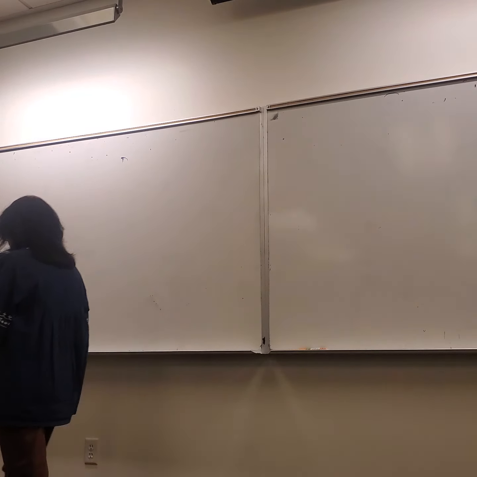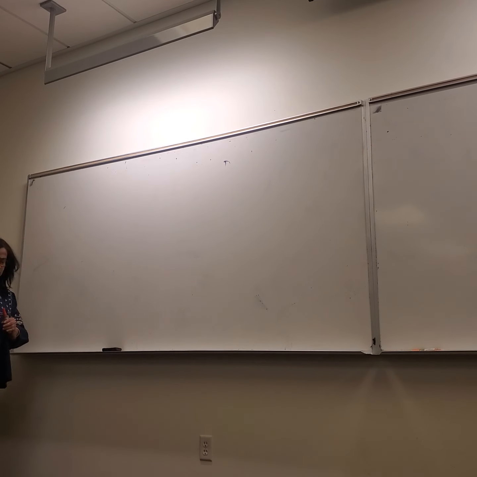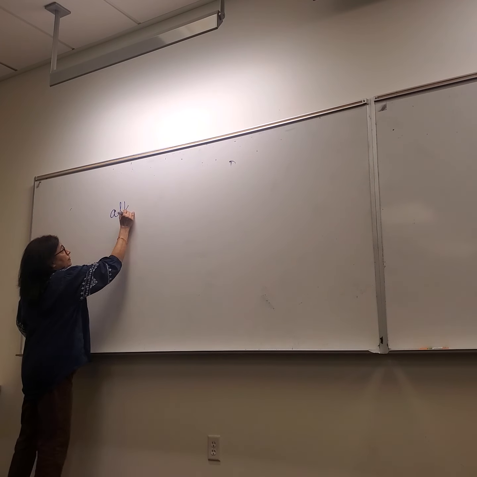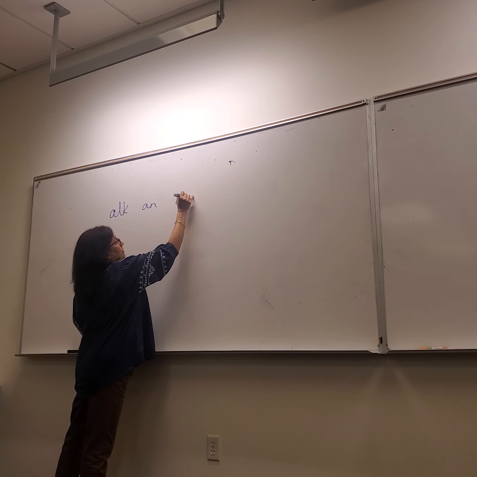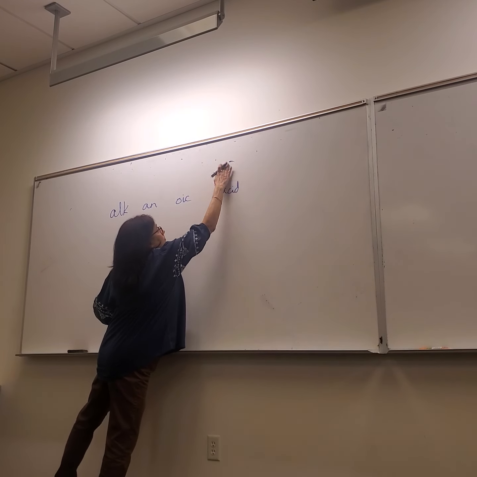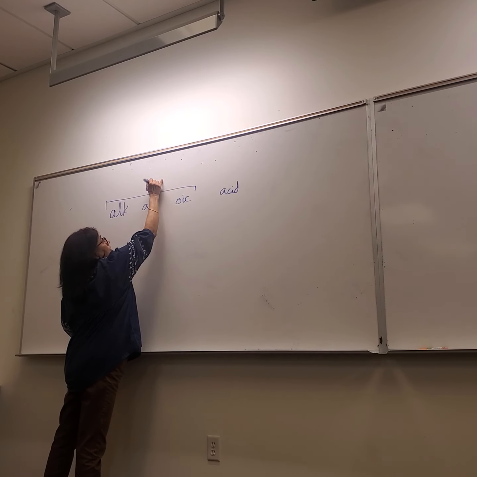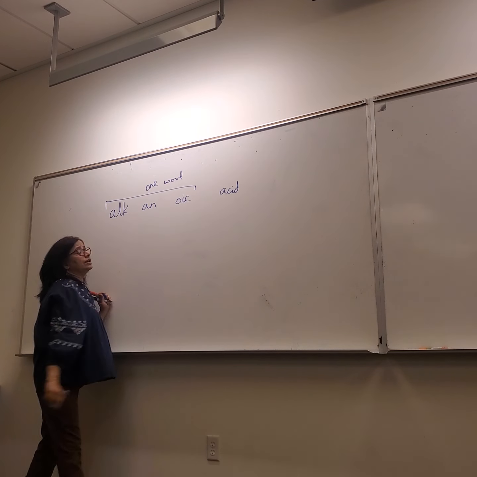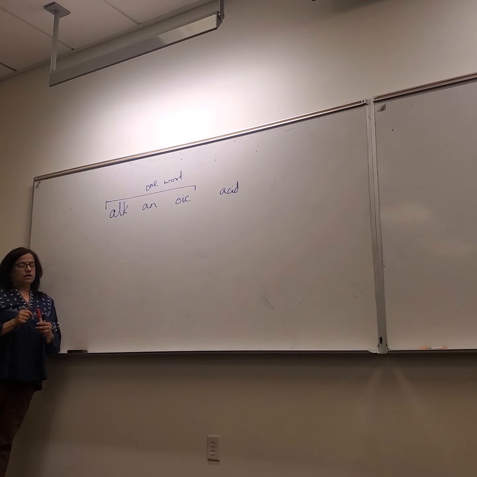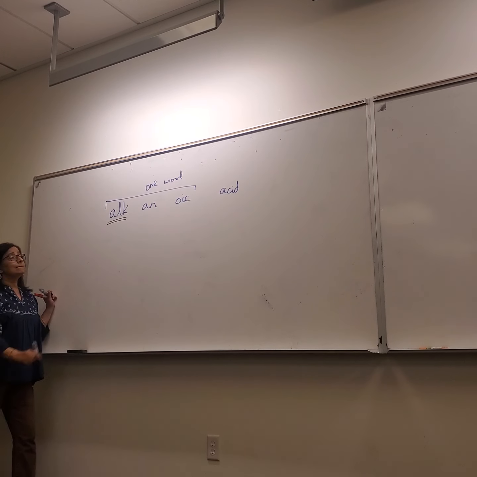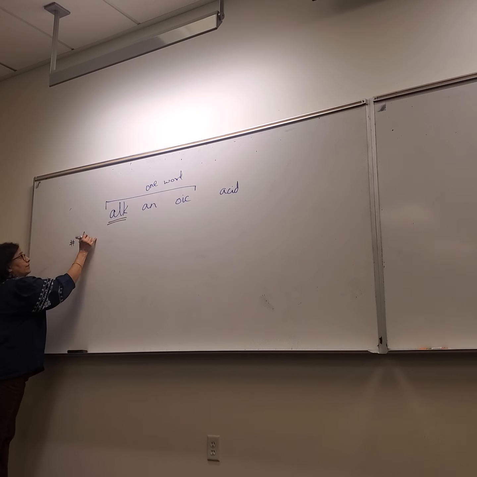Okay, let's start with carboxylic acid naming, and then we'll go to the other families one at a time. So in the IUPAC system, carboxylic acids are called alk-an-oic acids. This is one word, and then the word acid, right? What does alk mean? Parent chain. Number of carbons in the parent chain.